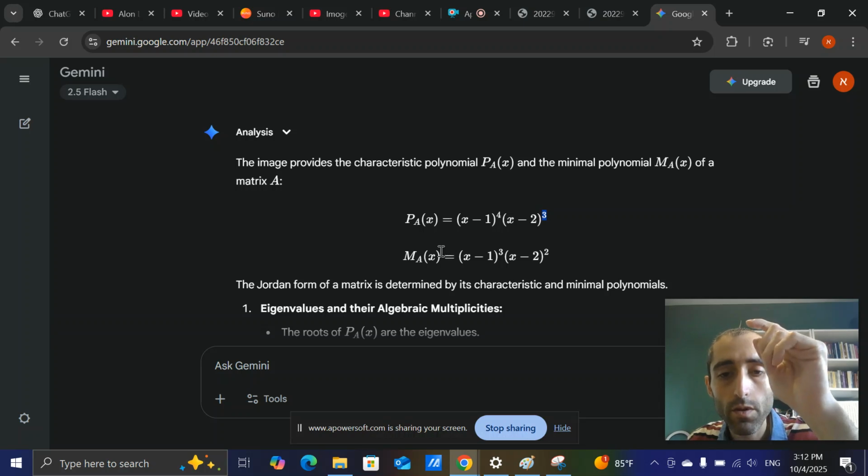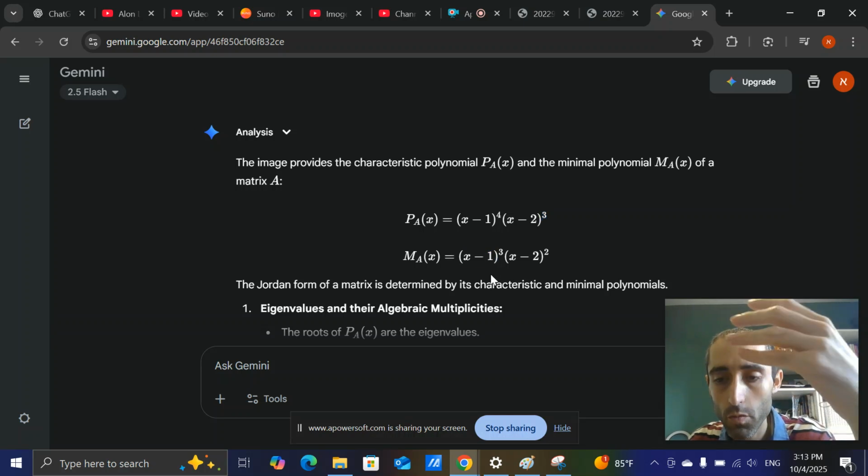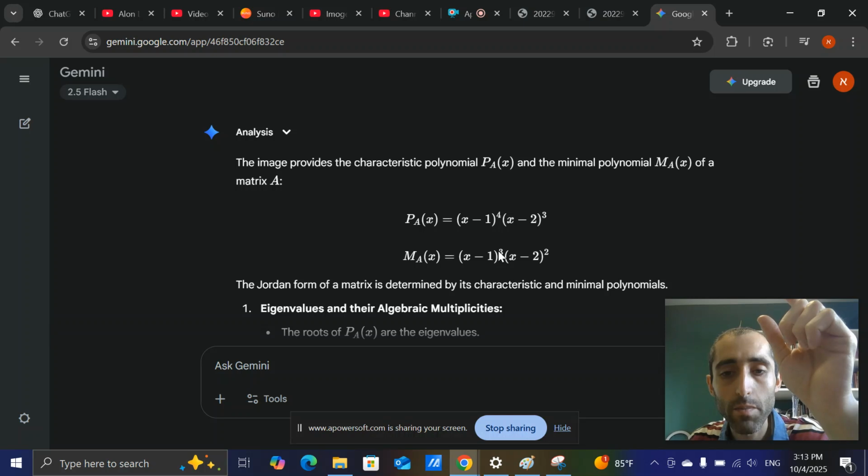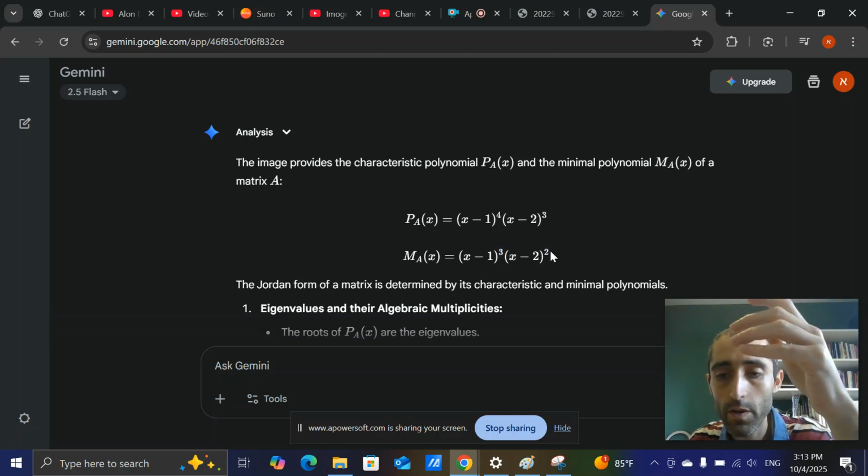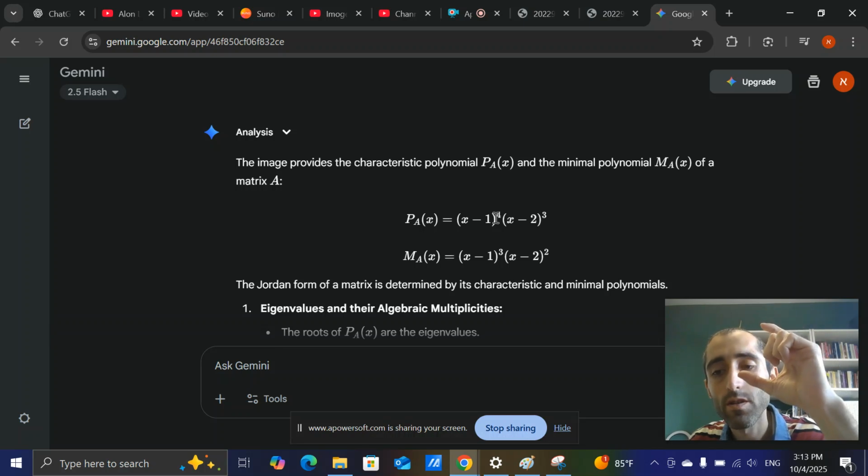Now, if we look at the minimal polynomial, what it tells us is the size of the biggest Jordan block for this eigenvalue. For example, for x minus 1, which means for eigenvalue 1, the biggest size is 3. And for eigenvalue 2, the biggest size is its power, so it's 2. So we know that for 1, the biggest Jordan block is 3, and we know that the sum of blocks for eigenvalue 1 is 4.